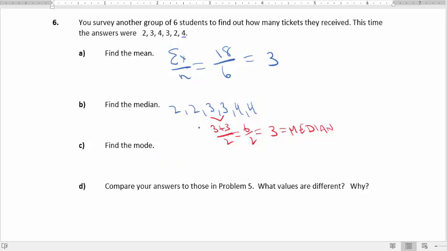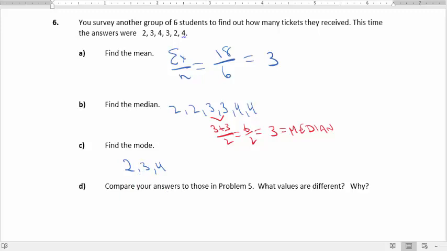And then the mode in this case is weird because everything appears twice. So there are actually 3 modes: 2, 3, and 4. That's what you would call trimodal. There are 3 different modes, so the mode doesn't really tell you much.